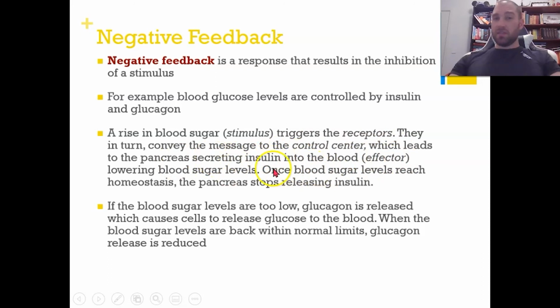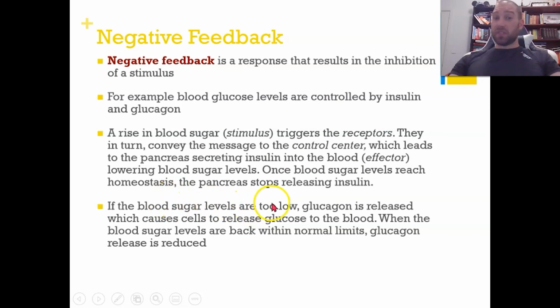The insulin floats around the body and it hits cells with insulin receptors, and it tells those cells to absorb glucose from the blood. That reduces the sugar level in the blood, and it leads to less sugar in the blood, which reduces our stimulus. So now we're not going to produce as much insulin because we've reduced the blood glucose level. So that's our negative feedback.